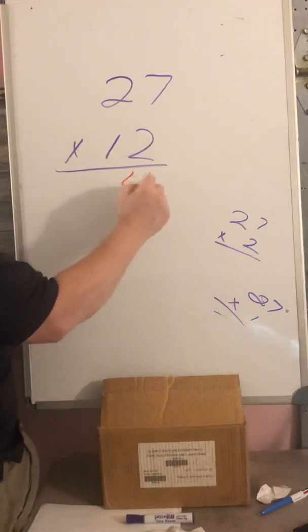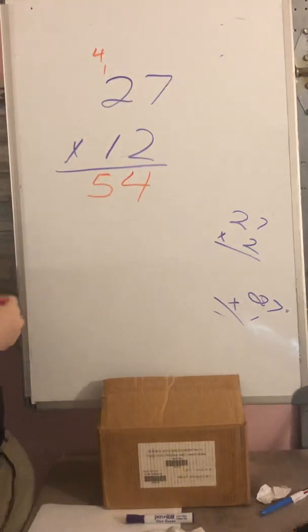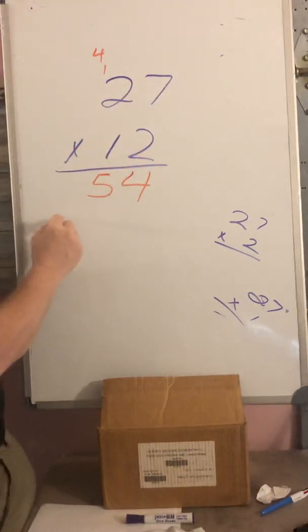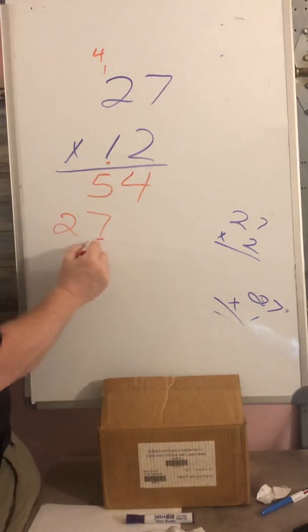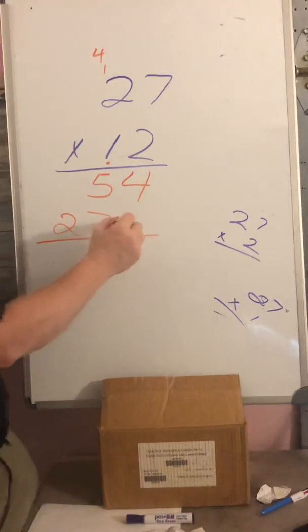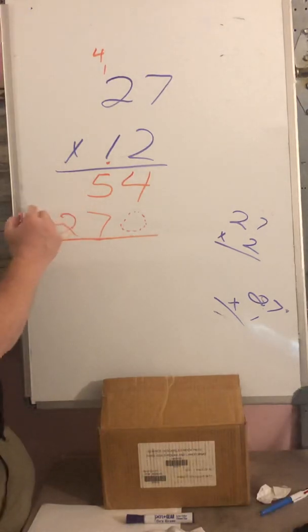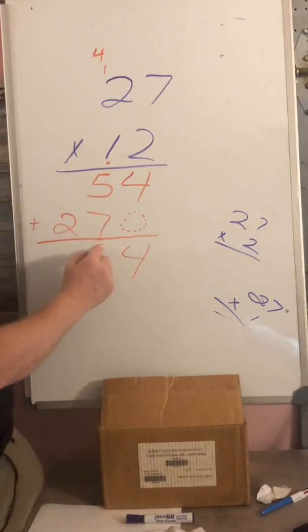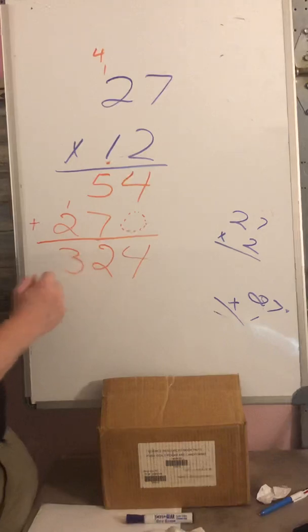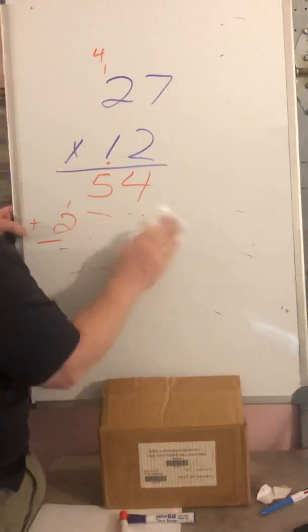2 times 7 is 14, carry the 1. 2 times 2 is 4. 4 plus 1 is 5. Now 1 times 27 is 27. Since I multiplied by the 1, the answer had to start under the 1 here. Now, I fill in the gap with that funny looking 0, and 27 becomes 270. Multiplication and addition go together. 7 plus 0 is 7, 5 plus 7 is 12. Carry the 1. And your answer is 324.